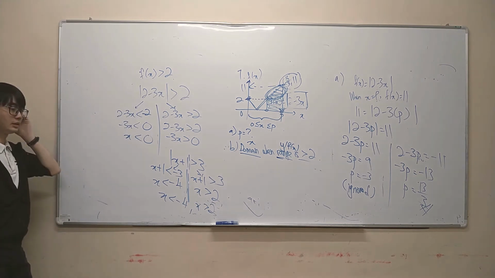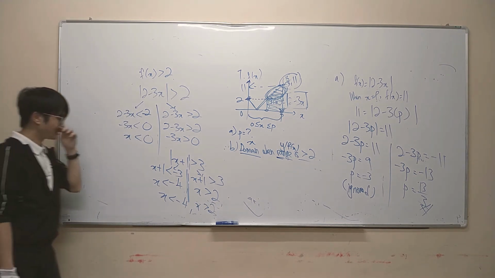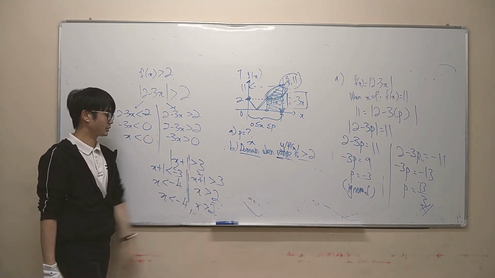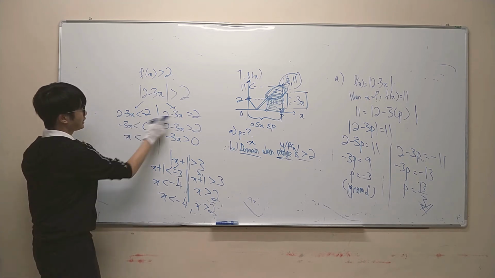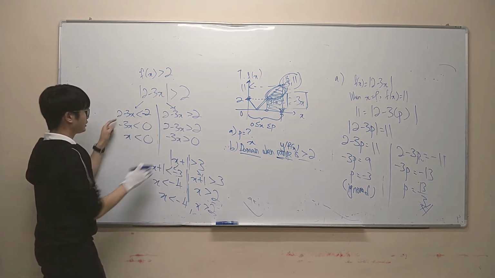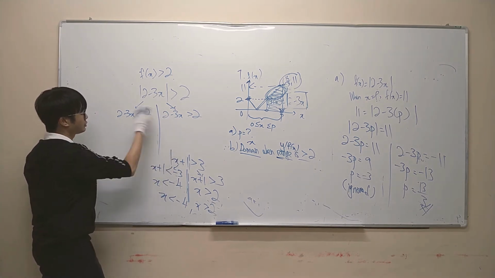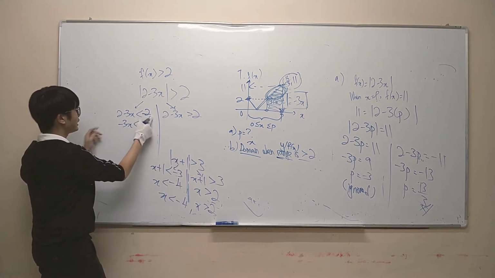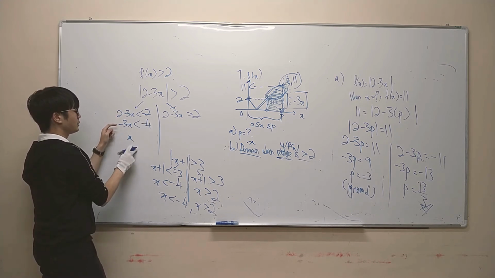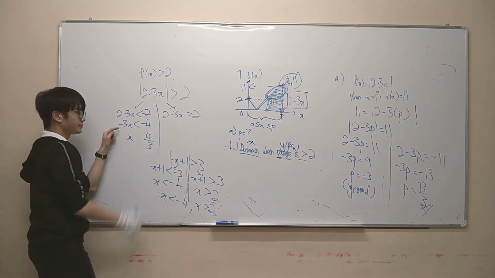Okay, this is how we do it. So this means smaller negative, bigger positive. So the same here, smaller negative, bigger positive. So did I do it correctly? So here will not be 0. Okay, let's do it again. Negative 3x smaller than negative 2 minus 2 is negative 4. So x is what? 4 over 3.